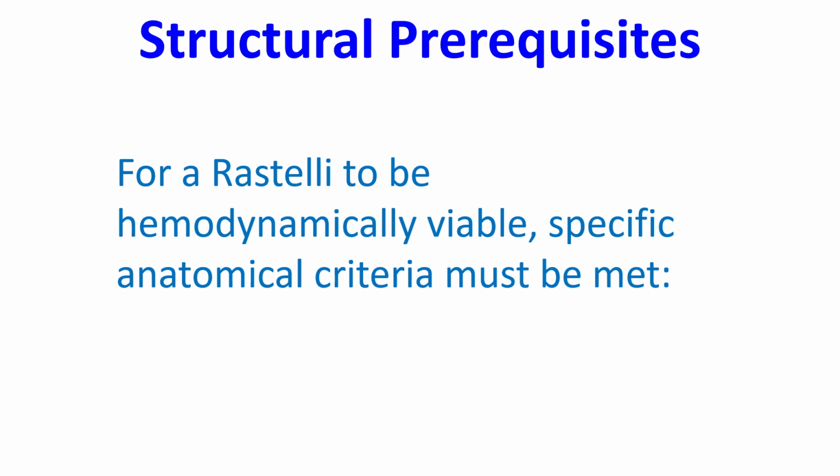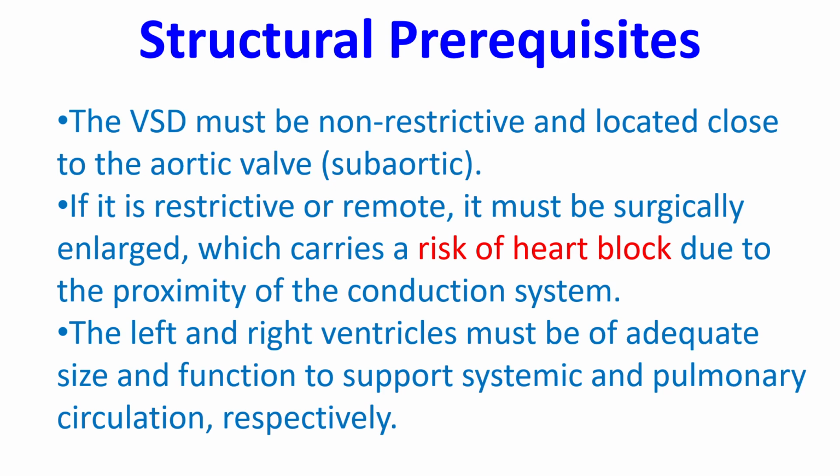For a Rastelli to be hemodynamically viable, specific anatomical criteria must be met. The VSD must be non-restrictive and located close to the aortic valve, subaortic. If it is restrictive or remote, it must be surgically enlarged, which carries a risk of heart block due to the proximity of the conduction system. The left and right ventricles must be of adequate size and function to support systemic and pulmonary circulation respectively.